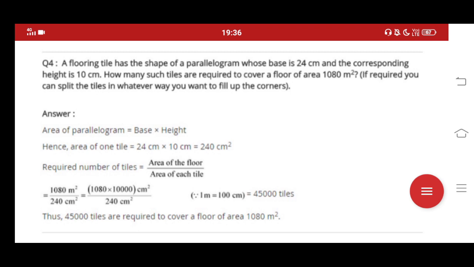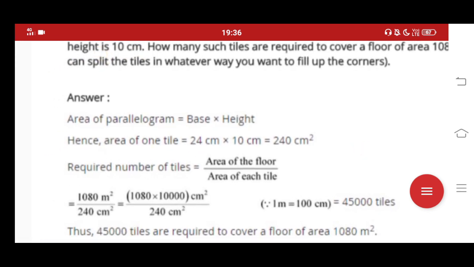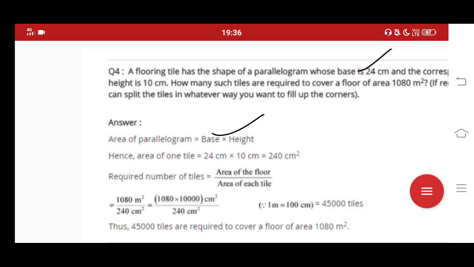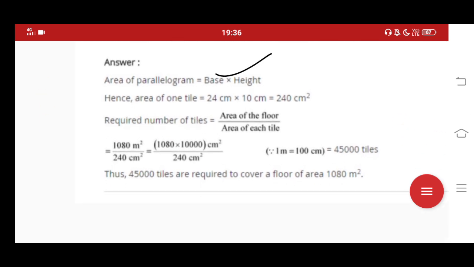Okay. So see, what shape do we have for the tiles? We have a parallelogram shape. So the area of a parallelogram is base into height. And what are the base and height given? Base is 24 and height is 10. So see here, 24 into 10 gives us 240 centimeters square. This is the area for one tile.